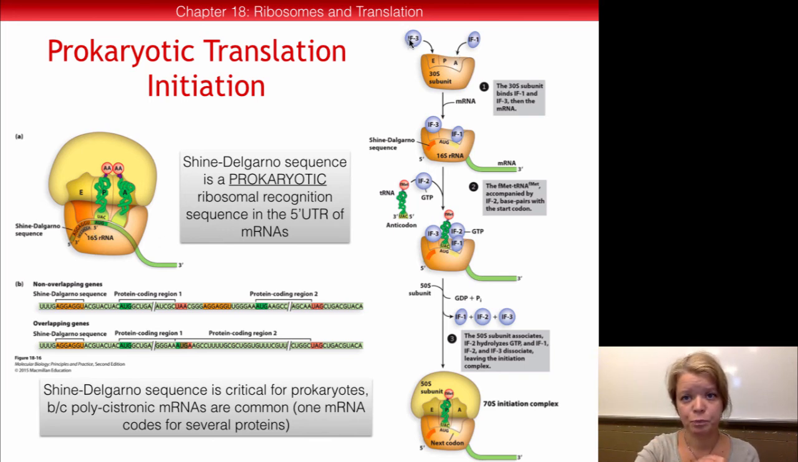So initiation factors 3 and 1 bind first. The interaction with the initiation factors allows the 16S subunit to read through the mRNA, and initiation factor 1 pauses the small ribosomal subunit right at the AUG. It is the 16S rRNA that recognizes the Shine-Dalgarno sequence. You can see it right here. And the 16S rRNA is part of the small ribosomal subunit.